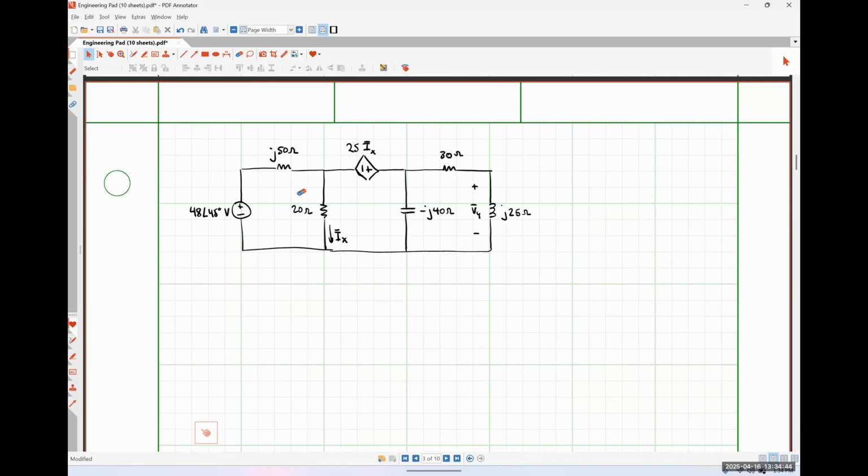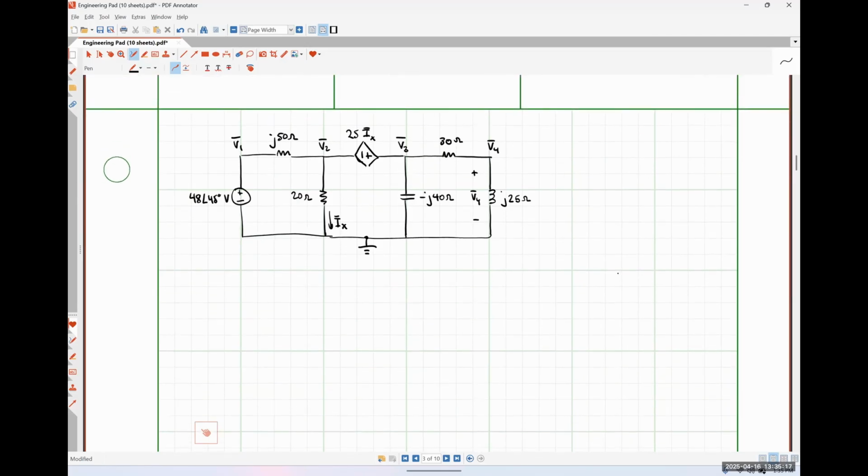All right, so where would you guys like me to put my ground or reference node? Bottom. Okay, that seems like a pretty reasonable place. So I'm going to say that I have 1, 2, 3, 4 unknown nodal voltages, like so.